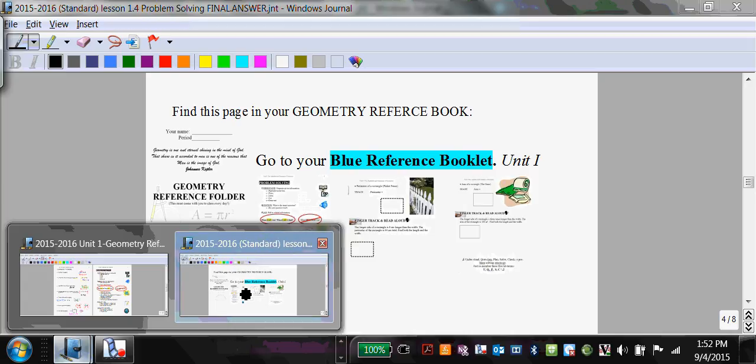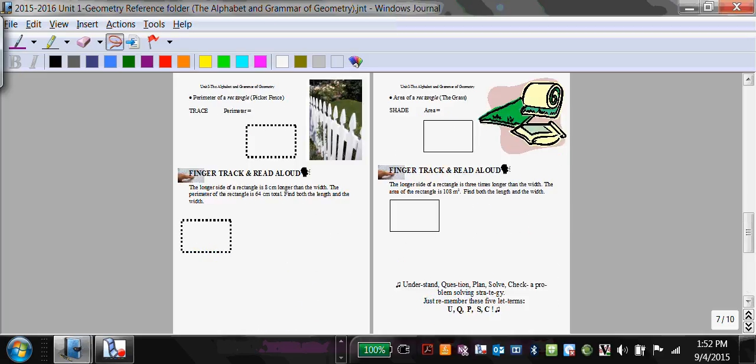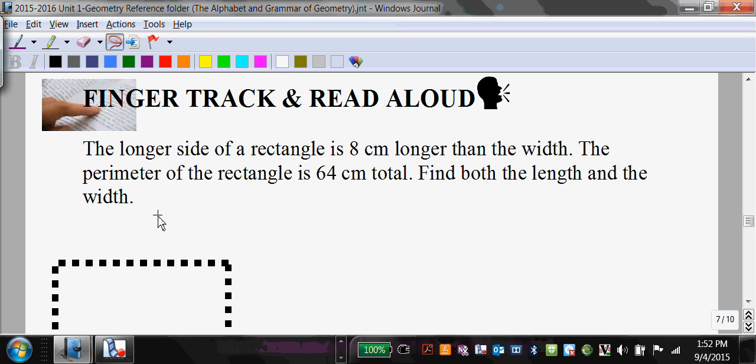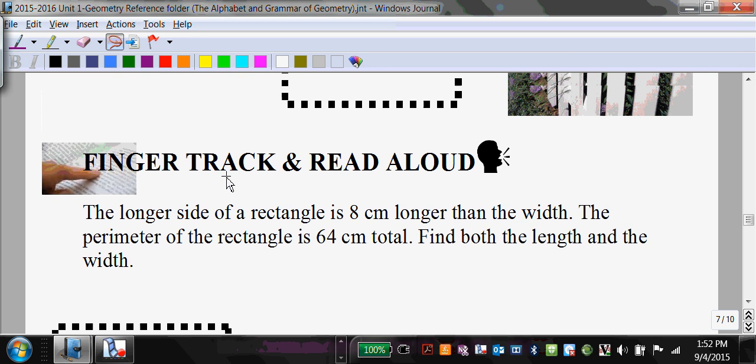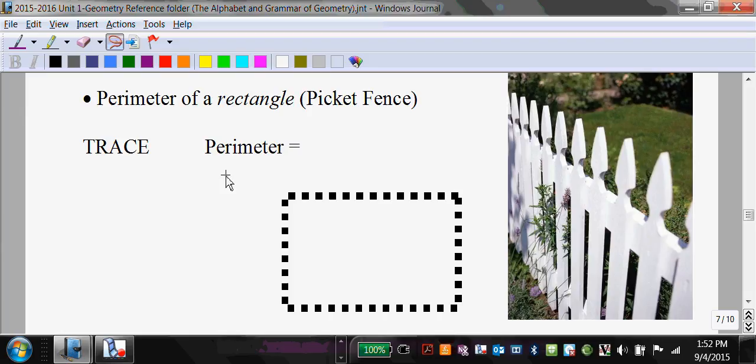We're going to do two problems together. And just because it's the end of the day, I'll probably toss in one extra one to do with you. Aren't you guys special? Ready? You are now looking at this. You should see a picket fence. Everybody see a picket fence? Repeat after me. Say perimeter.